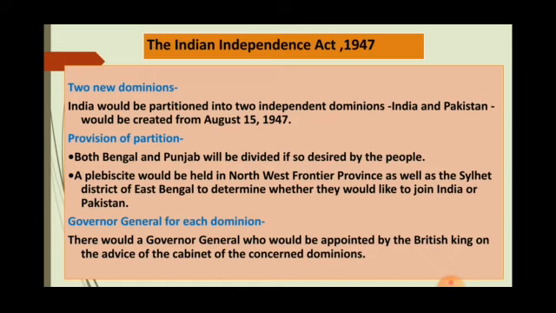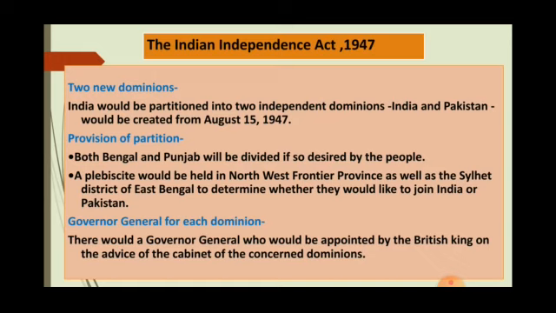That act was called the Indian Independence Act of 1947. Following are the main provisions of the Indian Independence Act of 1947. The first one, two new dominions. You can see some similarities between the clauses of the Indian Independence Act and the Mountbatten Plan. The first clause of the Indian Independence Act of 1947 was the creation of two new dominions.